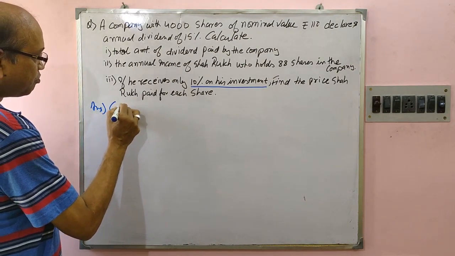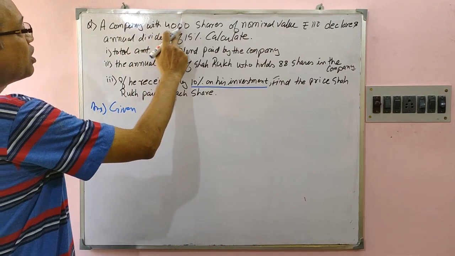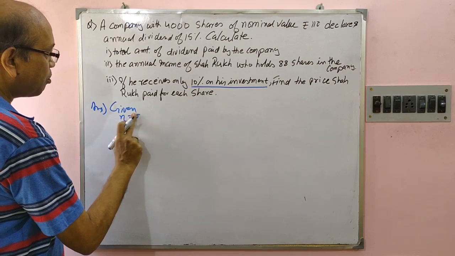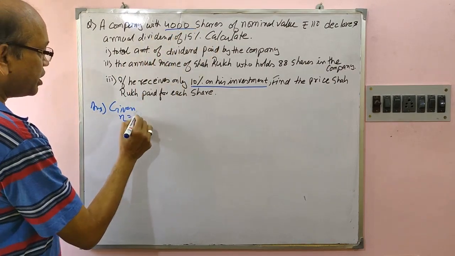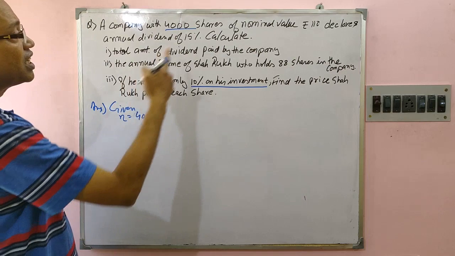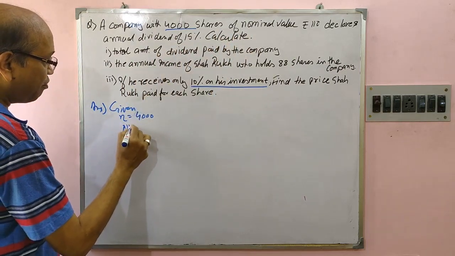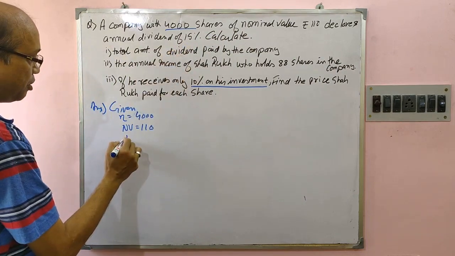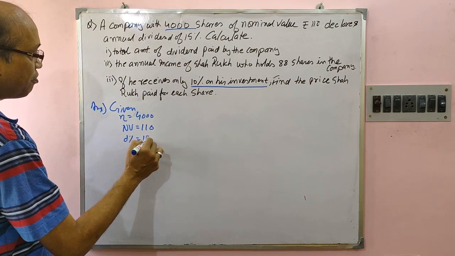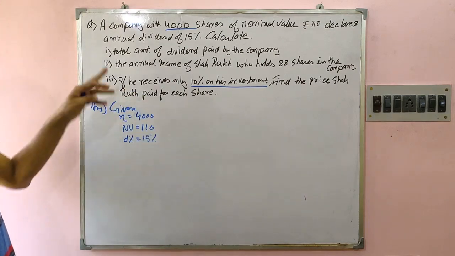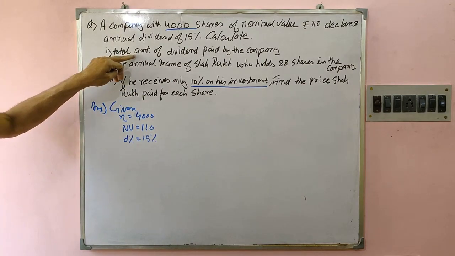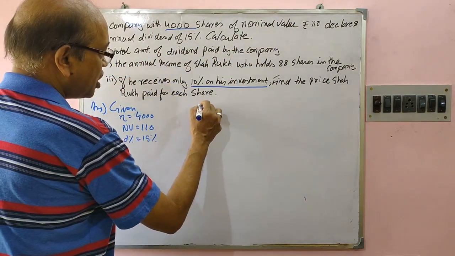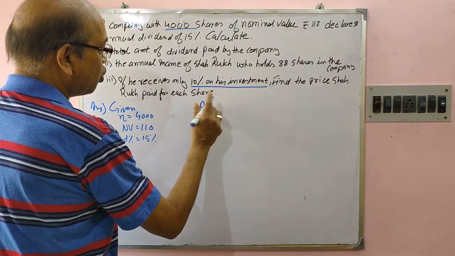What is given? Number of shares is 4,000. Nominal value NV is 110. Dividend D percent is 15%. Then what did the first part say? Total amount paid by the company. That means annual dividend.